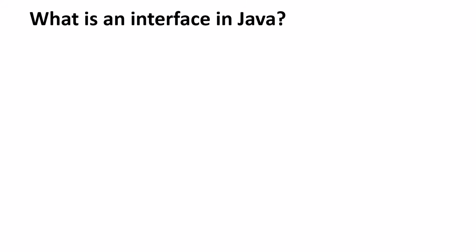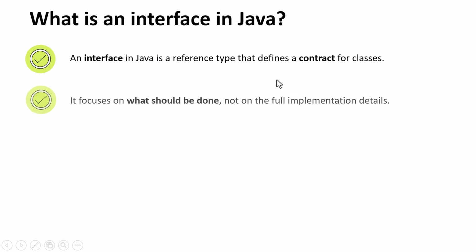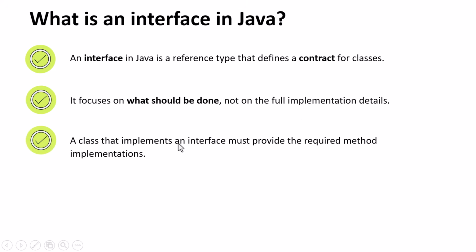Next question. What is an interface in Java? An interface in Java is a reference type used to define a contract that classes must follow. It tells what methods a class should provide, but not the full implementation details in the traditional sense. In simple words, an interface focuses on what should be done, not on how it is done. A class that implements the interface must provide the implementation of the required abstract methods.